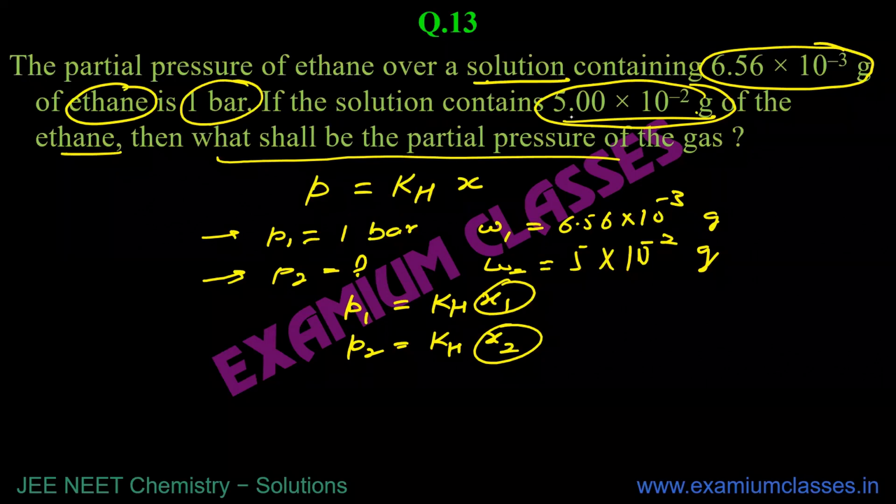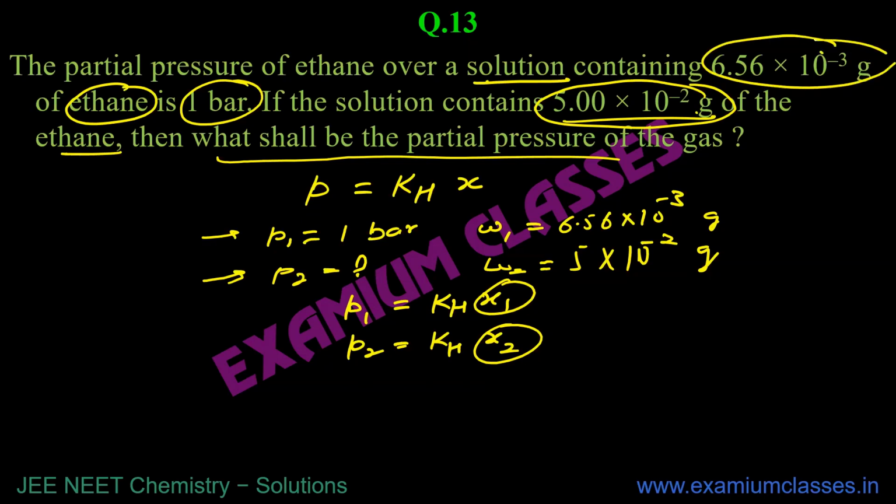Just don't say water because it is not mentioned here. Yes, sir. So yes, that is the approach you have to take. You will say that the amount of ethane is negligible, of the order of 10 power minus 3. So it is negligible, and that is why you can neglect the number of moles of solute as compared to the solvent.